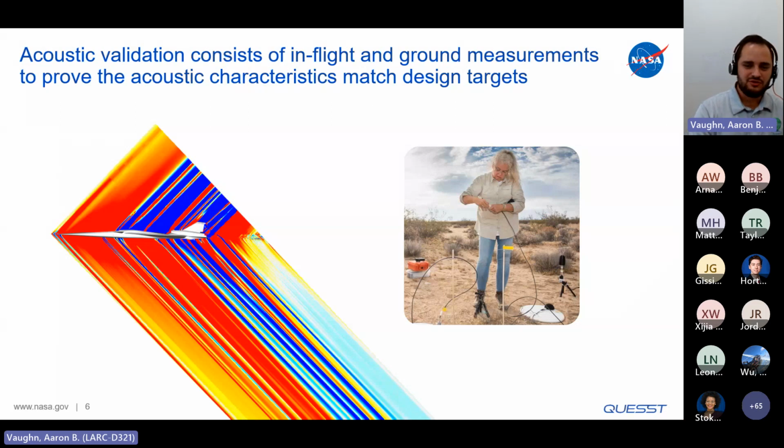As we move to phase 2, we'll be validating the acoustic predictions of the aircraft. We're going to be collecting data both near the aircraft and on the ground. We want to make sure that we can validate the models that we've developed. We have a CFD image here on the left-hand side that shows how those shocks and pressure are going to extend from the aircraft as it travels supersonically. We also want to take this time to prepare for our future community tests.